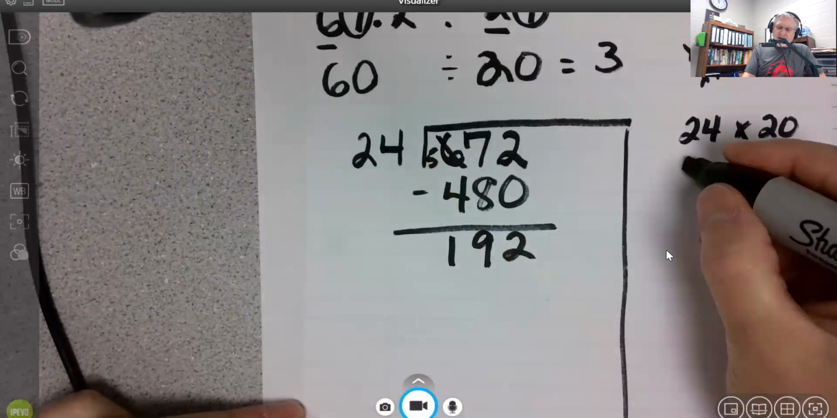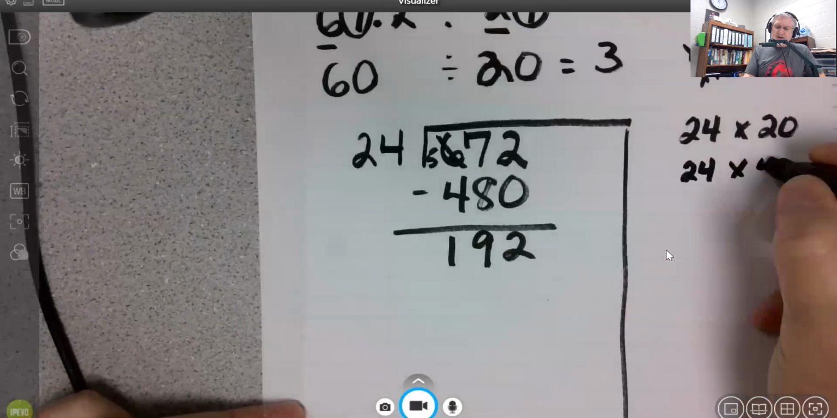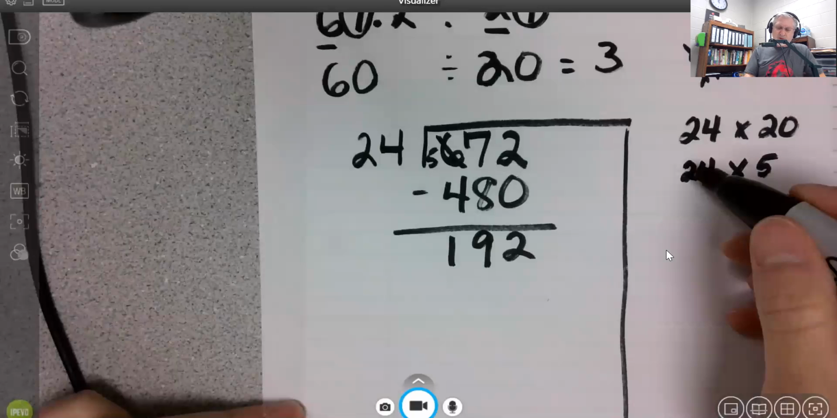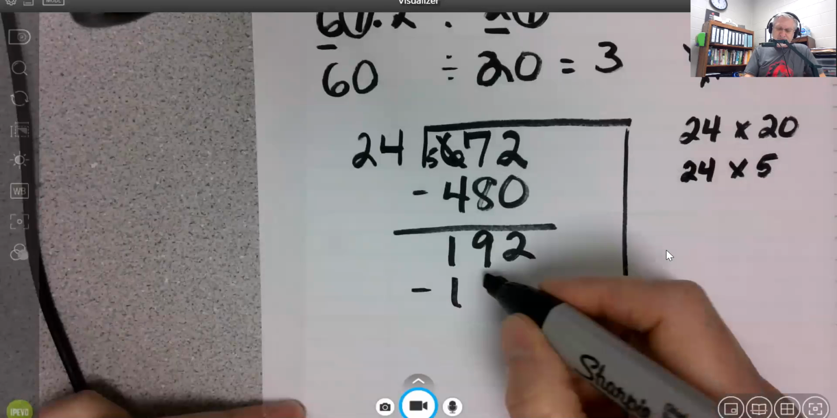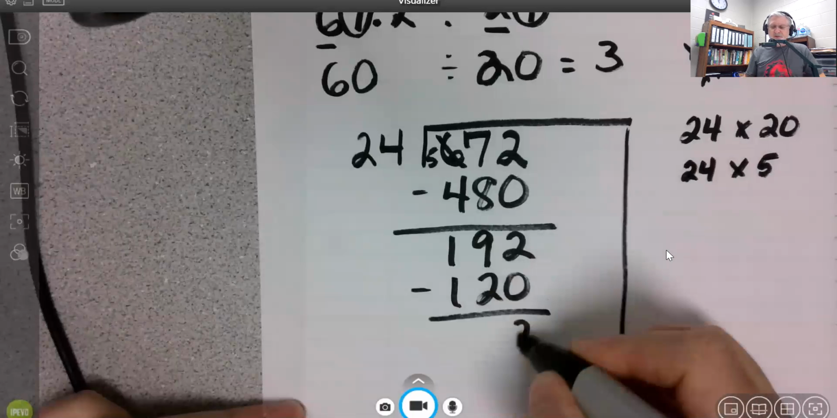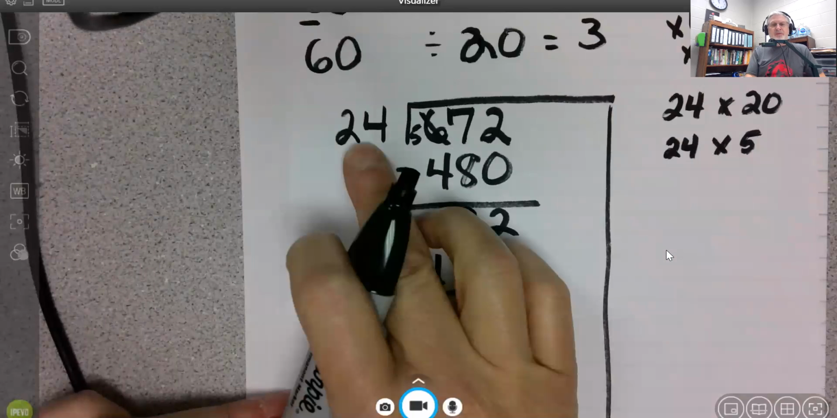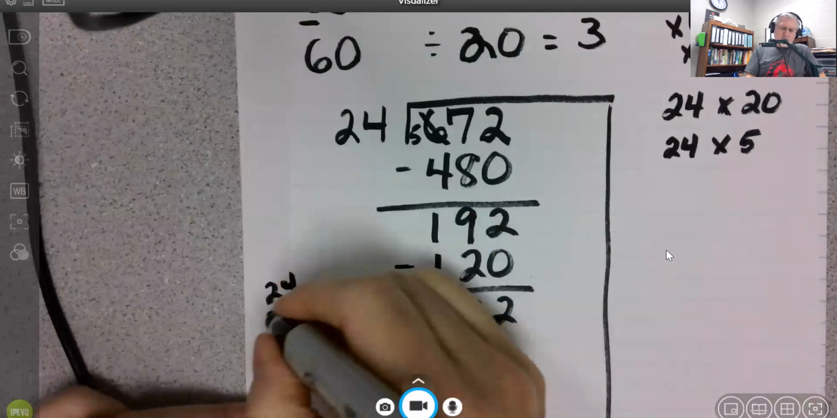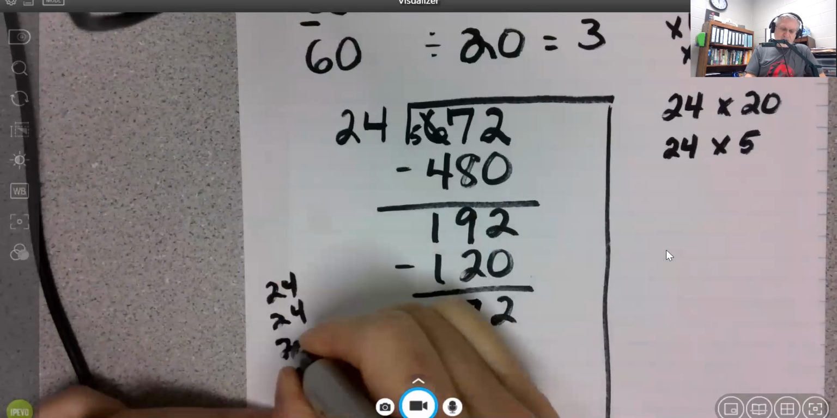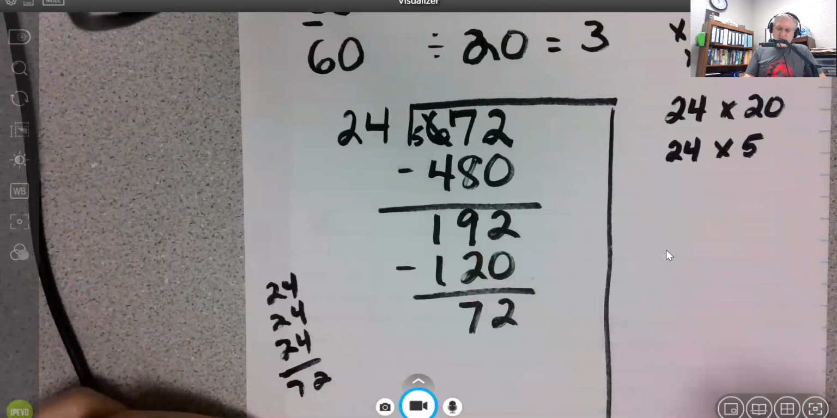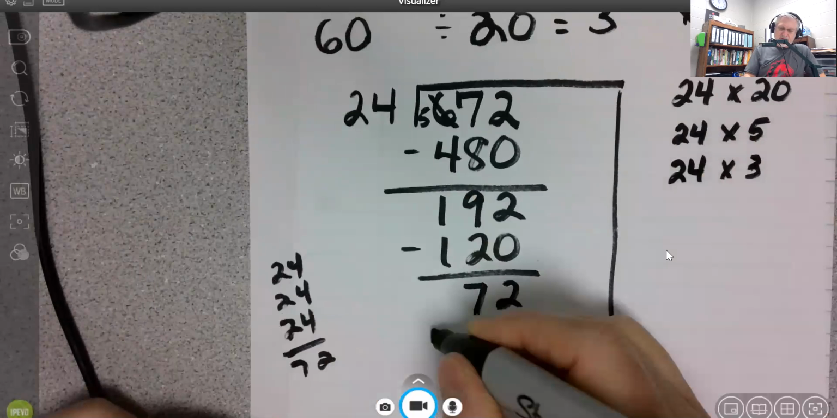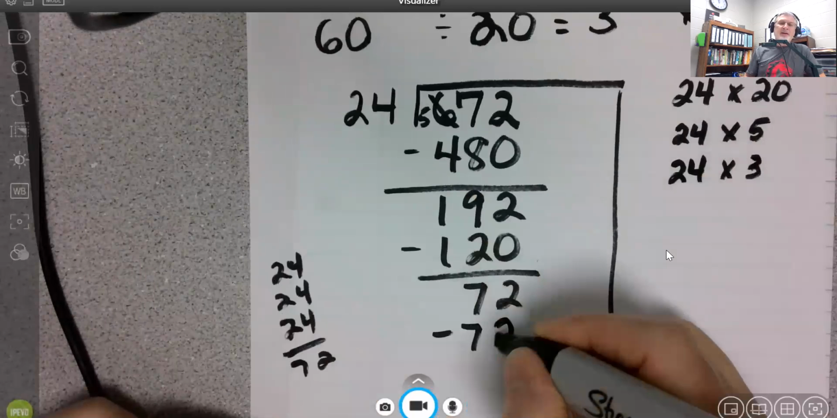Well, how about 5? I can try 5. So 5 times 20 is 100, and 5 times 4 is 20. So 5 times 24 would be 120. And I'm left with 72. Then I want to count by 24. Let's see, 24 plus 24 is 48, plus another 24 would give me 72. So that would be 24 times 3. Minus 72, give me 0 in my dividend.